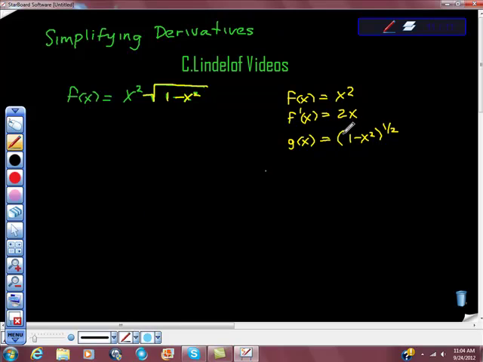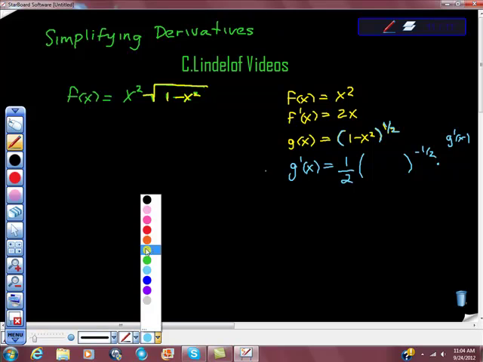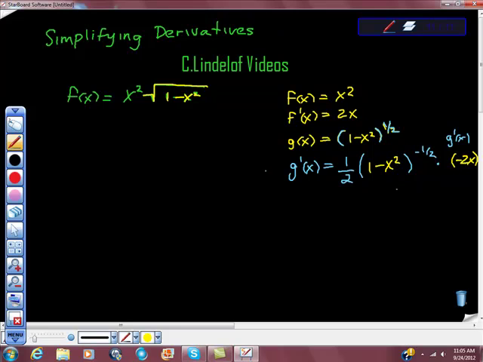We have an inside function in yellow, but we have this outside function right here to the 1/2 power, the square root, right? So I'm going to go ahead and start taking my g prime at x, and I'm going to use the chain rule. So I'm going to take the derivative of the outside, which is 1/2 times the inside stuff to the negative 1/2 power times, now I need my g prime at x, don't I? The inside stuff is just what it was before, which is 1 minus x squared. But what we have to do is take the derivative of the inside. And the derivative of 1 minus x squared is negative 2x.